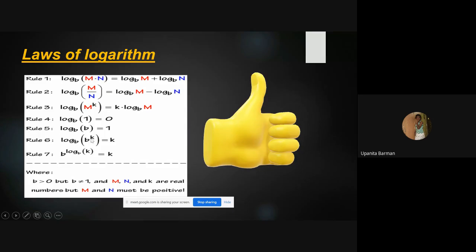Log b to the power k to the base b is equal to k. It is pretty similar: b to the power k will be equal to b to the power k over here. And any number to the power log, like b to the power log k to the base b, will give us k back. This is all possible if b is greater than 0 and not equal to 1, and m, n, and k are real numbers, and m and n have to be positive.